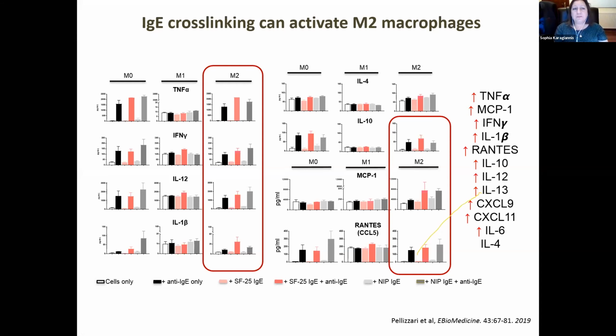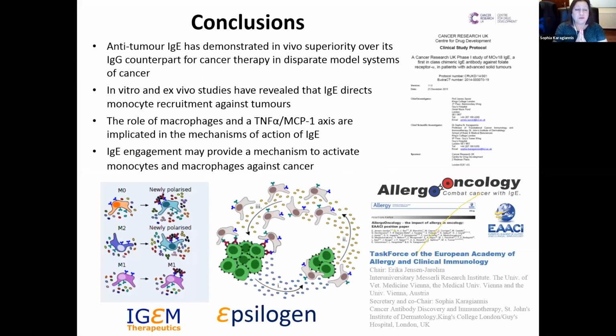So what I would like to summarize for you is that we found that anti-tumor IgE has demonstrated an in vivo superiority over the IgG counterparts in our models, and in different models indeed, and in different indications. We found in vitro and ex vivo studies that IgE can direct monocyte recruitment against tumors and macrophage activation, and there's an interesting mediator axis polarizing macrophages towards a pro-inflammatory TNF-alpha rich and MCP1 triggered axis, which recruits macrophages into the tumor lesion.